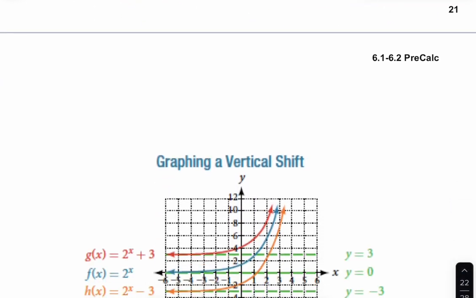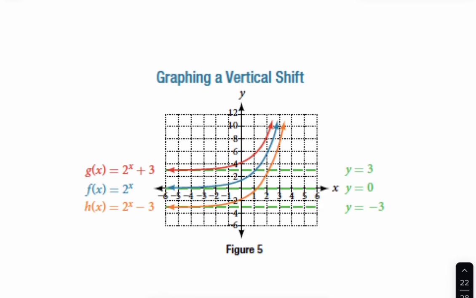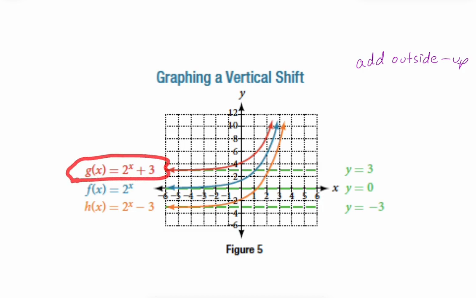So that's the main difference when you're doing functions like this. Okay, so let's talk about some of the things that can happen. If you add on the outside, it's going to go up. An example of that is right here. See how they've taken our original exponential function 2 to the x? They've added a 3 on the outside and it's moved up. Always move the horizontal asymptote. So you see how our horizontal asymptote went up 3.